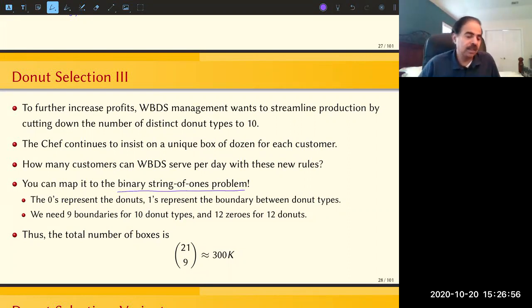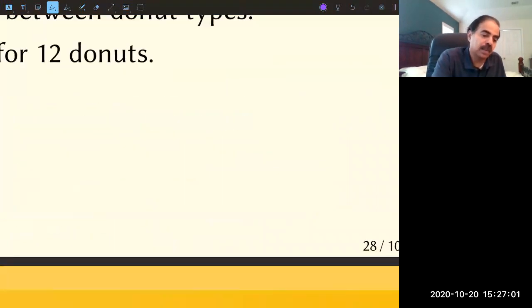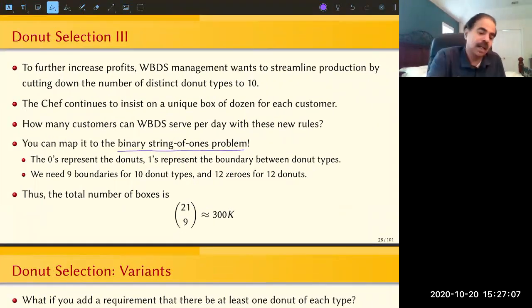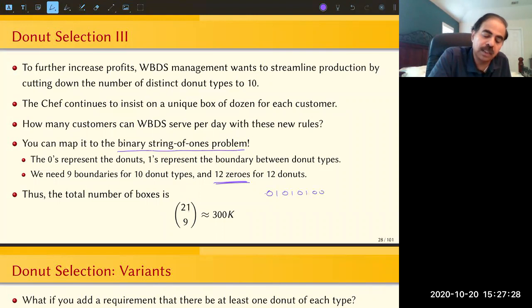And the way we think about it is that, let's say we have 12 donuts. So we're going to represent these 12 donuts by using 12 zeros. And then we are going to use the ones to tell us when to switch from one type of donut to another type of donut, right? So if you have something like this, 0, 1, 0, 1, 0, 1, 0, 0, 1, 0, 1, 0. Okay, how many types do we have?